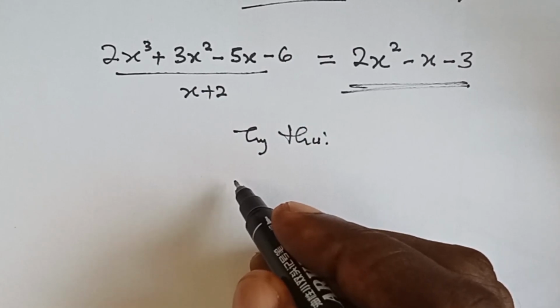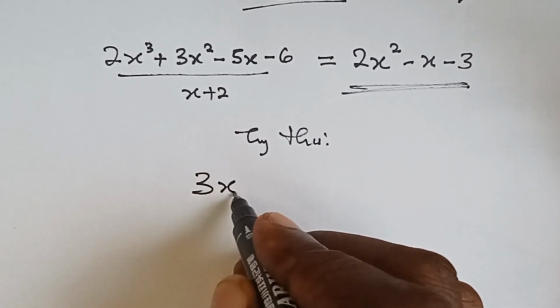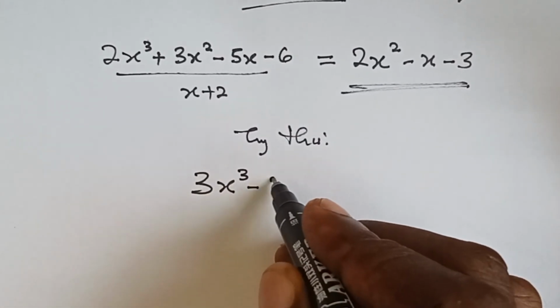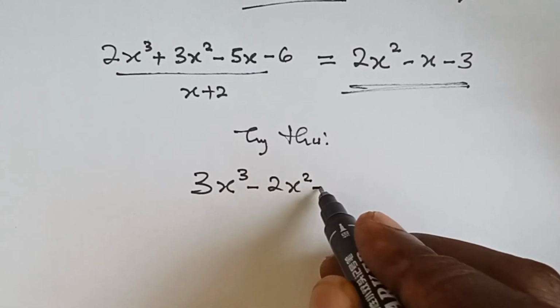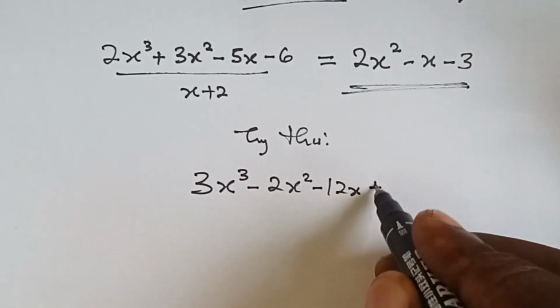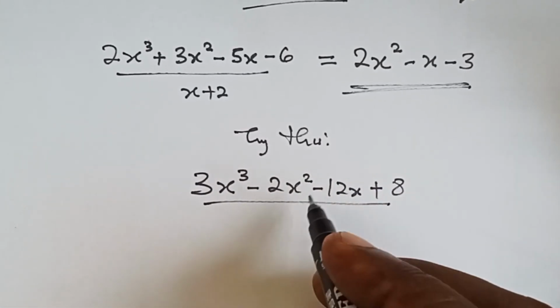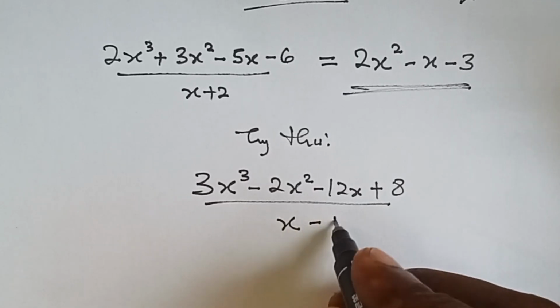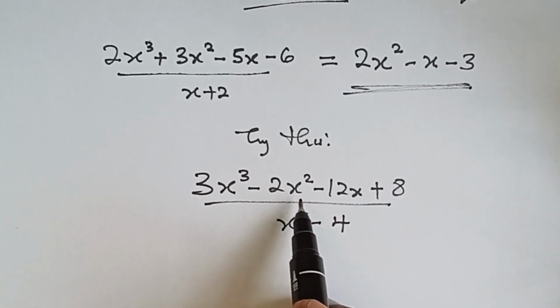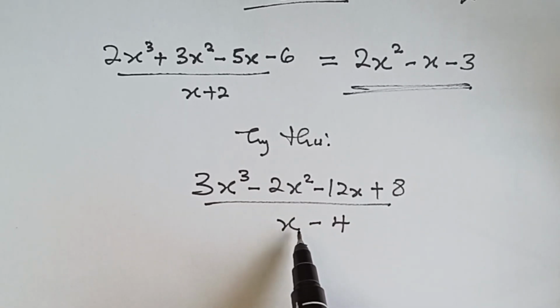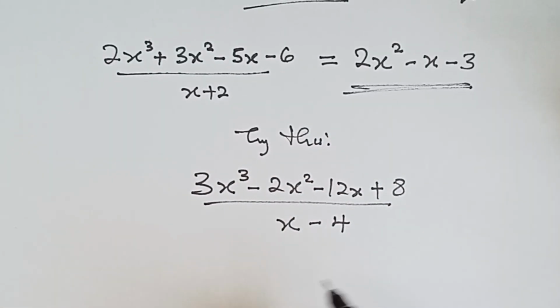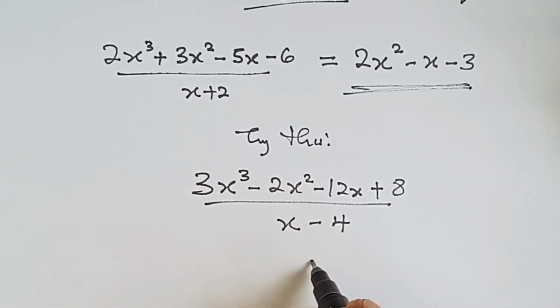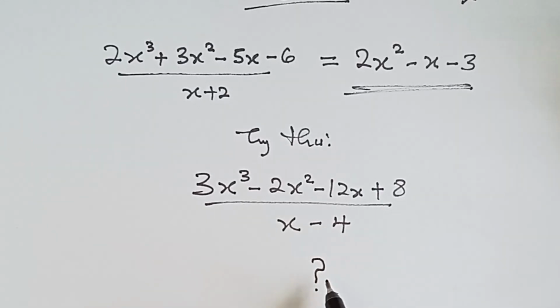All right, so let's try this. Now let's divide 3x raised to the power 3 minus 2x squared minus 12x plus 8 by x minus 4. Right, so let's divide this by this using long division. That's the method that I used for the other one. And then let's write our answer in the comment section.